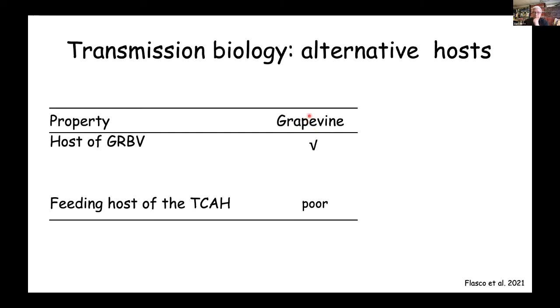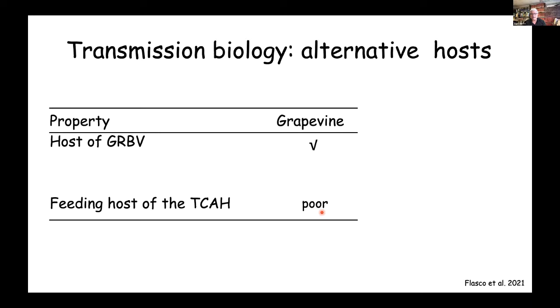We use grapes, obviously, and we know that grape is a host of red blotch virus. We know that grape is also a feeding host thanks to the work that Cindy and colleagues did a while back, but it's not a good feeding host. Actually, the three-cornered alfalfa hopper does not like grapes, put bluntly. Actually, it even hates grapes.